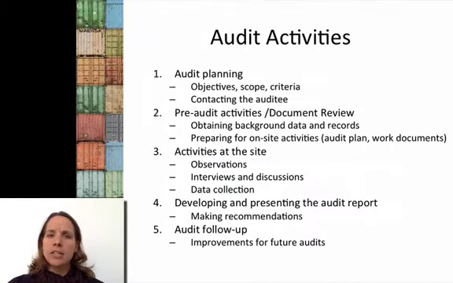So the things that you need to do. So first of all, audit planning. So going over the objectives, the scope and the criteria, and contacting the auditee. So if you're operating from outside the organisation, you need to contact the organisation to discuss and set up that particular audit. You might choose to do an audit at the organisation that you're working for, and that's fine too. But you need to let that organisation know that that's what's going to happen.